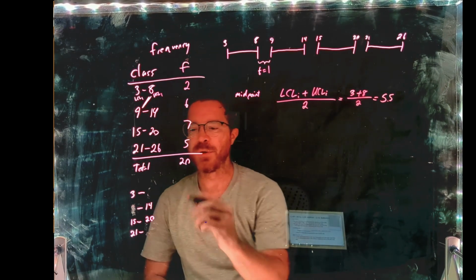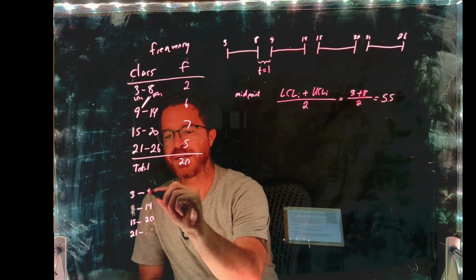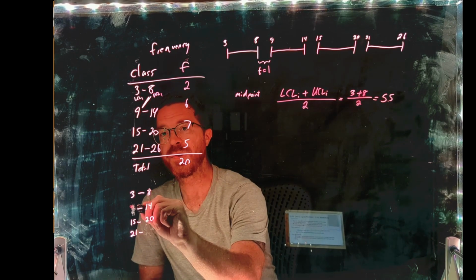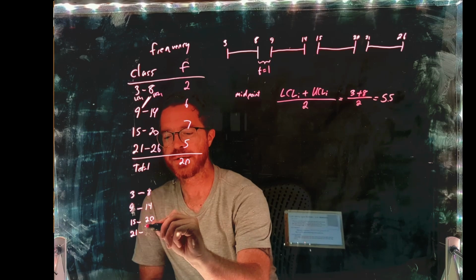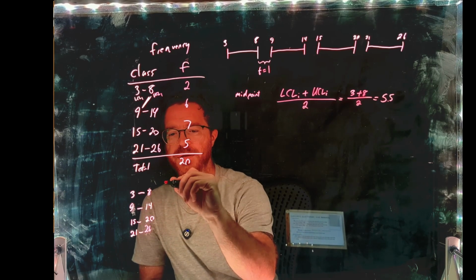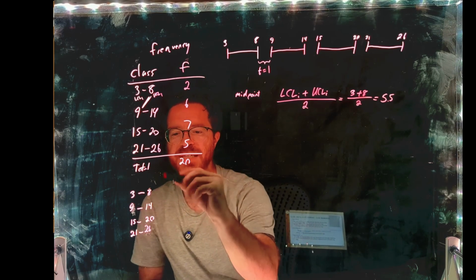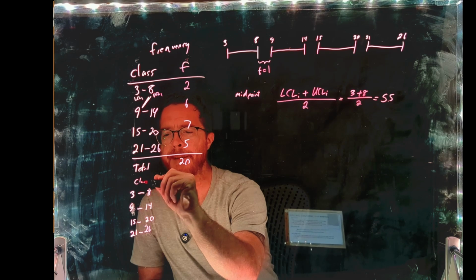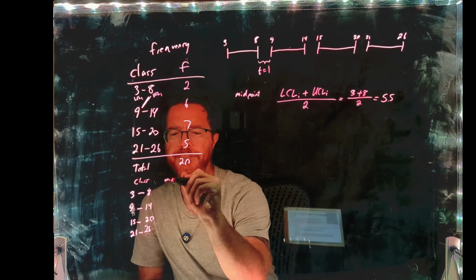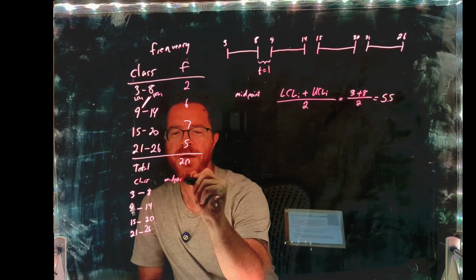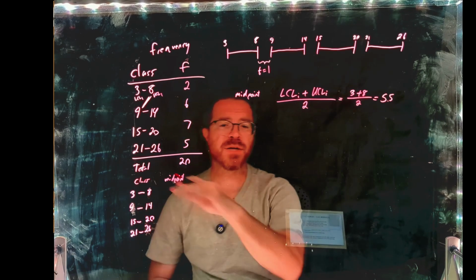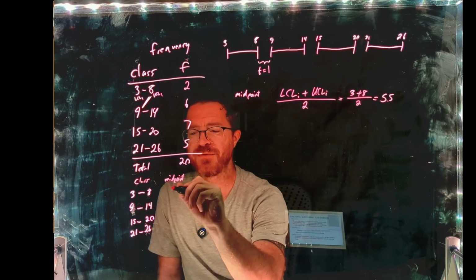So if we were to fill out the rest of this table real quick, I'll do it down here. I'm going to put my midpoint here. I'm not going to do the frequency yet. This means that my midpoint for my first group is 5.5.